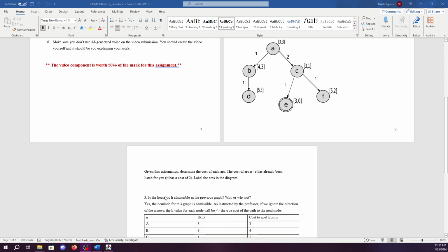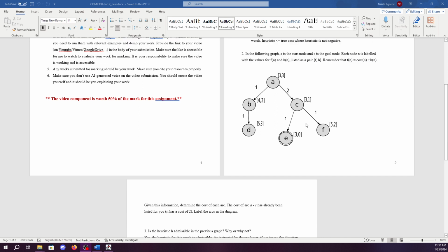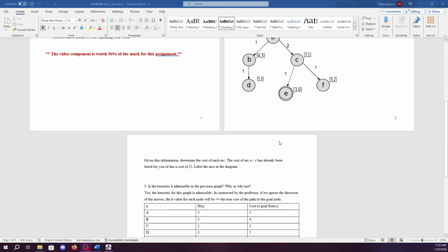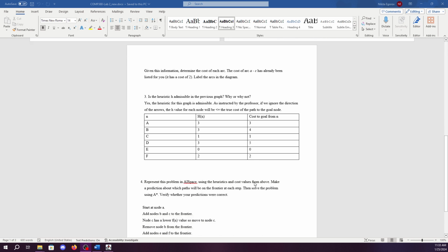Question 3 asks, is the heuristic admissible for this graph? For this question, as instructed by the professor, we are going to ignore the direction of the graph. So we're going to assume that each path can be taken forward and backward in order to calculate the heuristic for nodes B, D, and F. Given that assumption, the heuristic values are admissible, as shown in this table. You can see that for each node, the heuristic value is either less than or equal to the actual cost to get from node N to the goal.